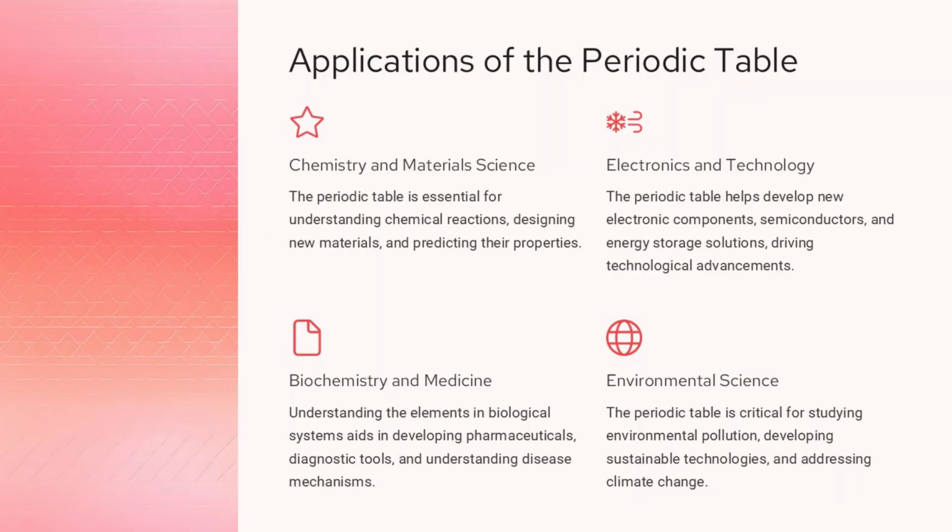The periodic table is a fundamental tool in chemistry and materials science, allowing us to understand chemical reactions and design new materials with predictable properties. It's also essential for developing new electronic components, semiconductors, and energy storage solutions, driving technological advancements. In biochemistry and medicine, the periodic table helps us understand the role of elements in biological systems, aiding in the development of pharmaceuticals, diagnostic tools, and the study of disease mechanisms. Finally, the periodic table is critical for environmental science, helping us study pollution, develop sustainable technologies, and address climate change.